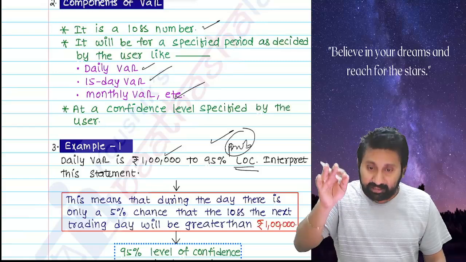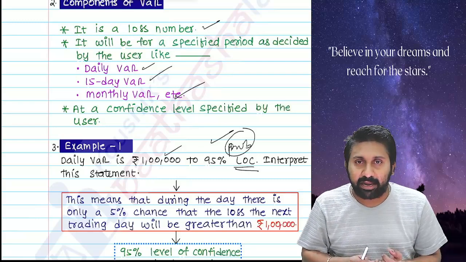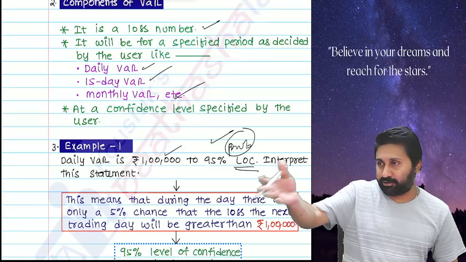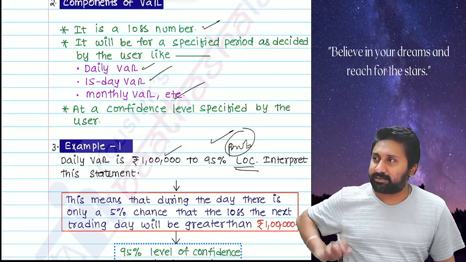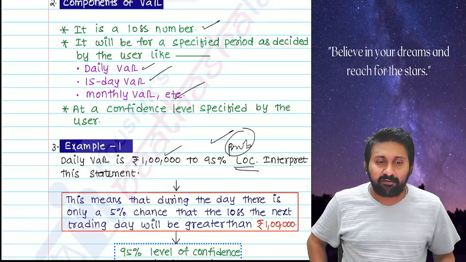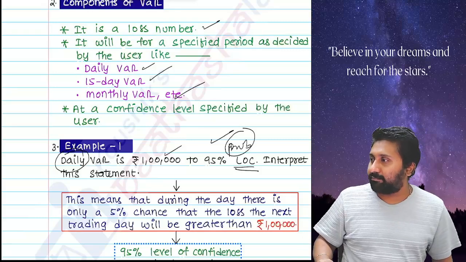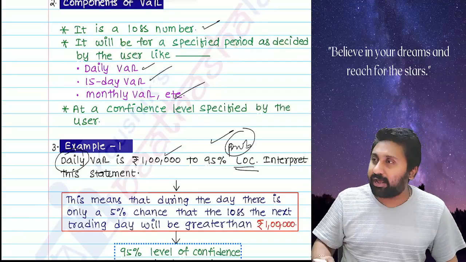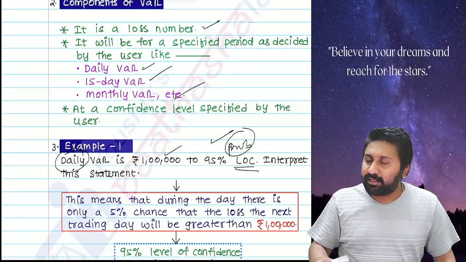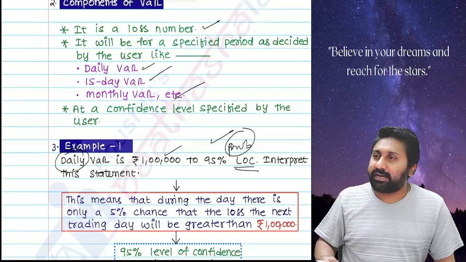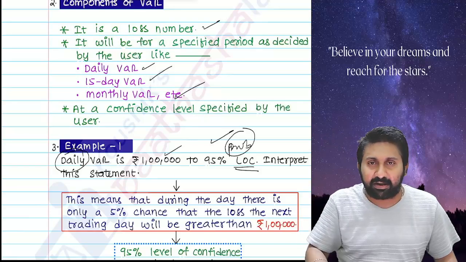The person is 95% confident that, I repeat again, a person is saying that, for example, I asked you, friend, I am going to invest 1 crore rupees in the stock market today, and I want to take exit after 1 day. I am an intraday or 1 day trader. I will buy today and I will sell after 1 day. What is the worst expected loss that I can get? Then the friend has replied, the daily VAR is 1 lakh at 95% confidence level.